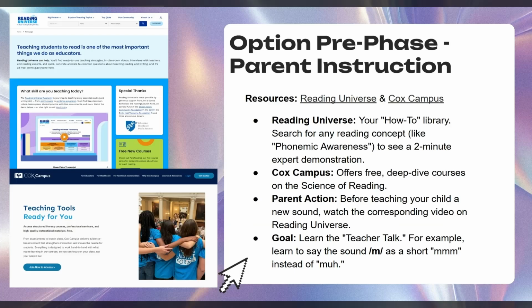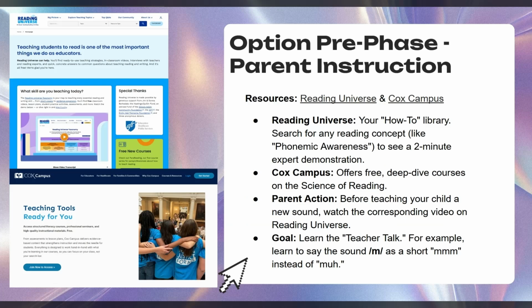All right, so option one, this is completely optional and it's for parents. You might not know that there is currently free training online that is available to you. I did not go to school for education. I took these training resources. Cox Campus is free. It has a full structured literacy, and they're even expanding more and more every day when it comes to how to add background knowledge and understand comprehension and the writing component.